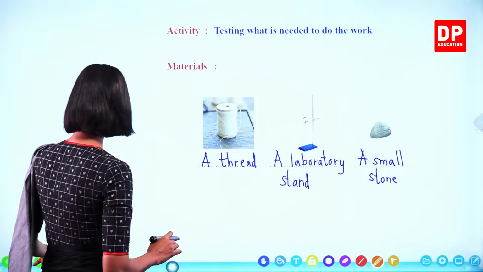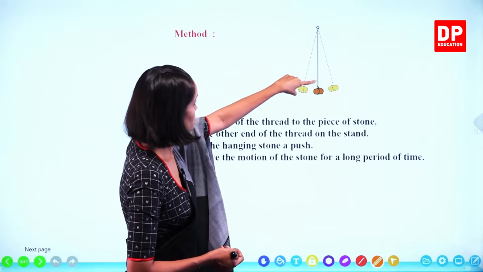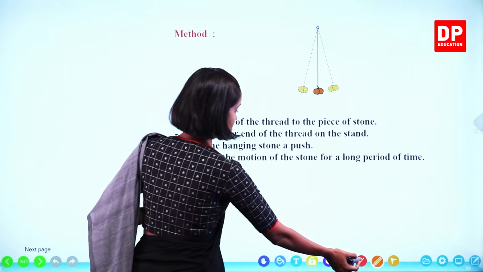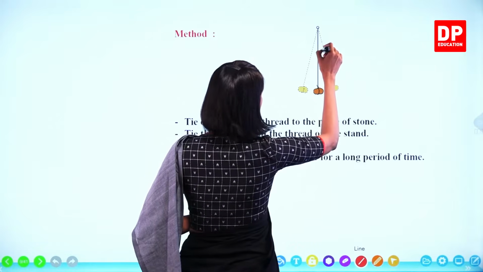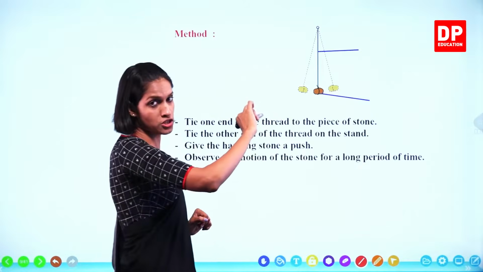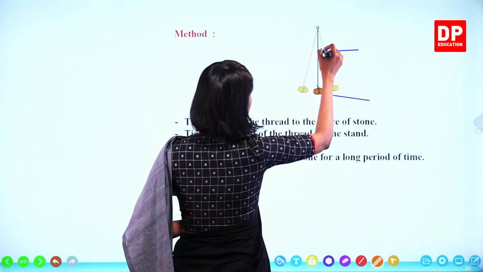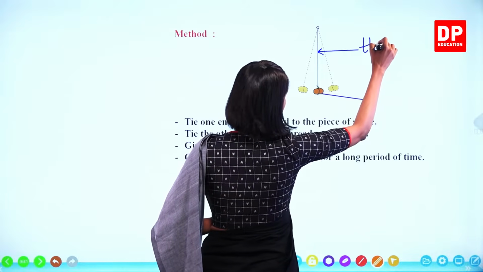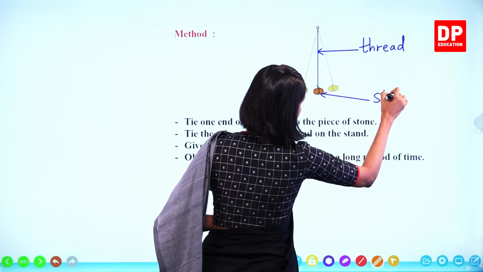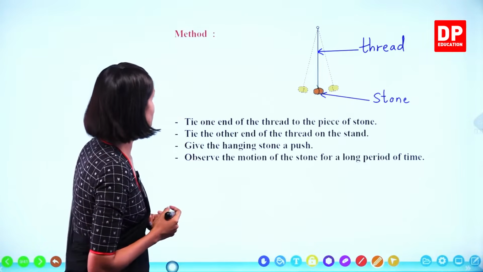So how to do the activity? Let's see. Here, you have to hang the stone on the laboratory stand using the thread. Okay? We'll label this. This is the thread. This is the stone. The laboratory stand is not given in the picture, but that's where you are going to hang this.